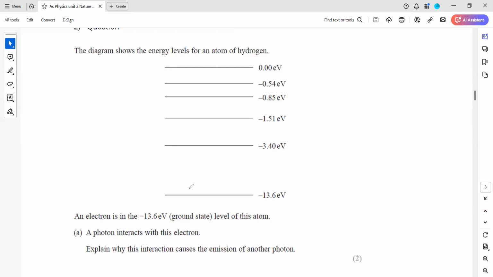Like an electron initially in this level, they are saying it interacts with a photon. When the electron interacts with a photon, it will absorb the photon, and after absorbing this photon, it will jump to a higher level. It depends on the energy of the photon. It can skip levels as well; it depends on the difference. But when this electron returns back, it will release that photon again.